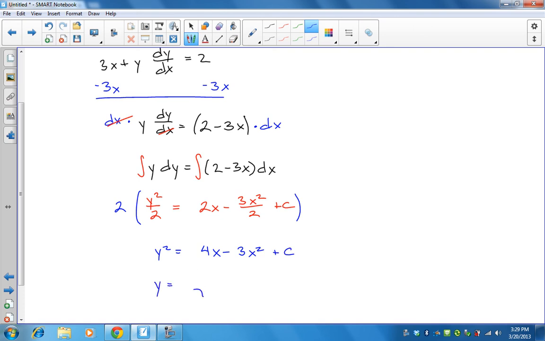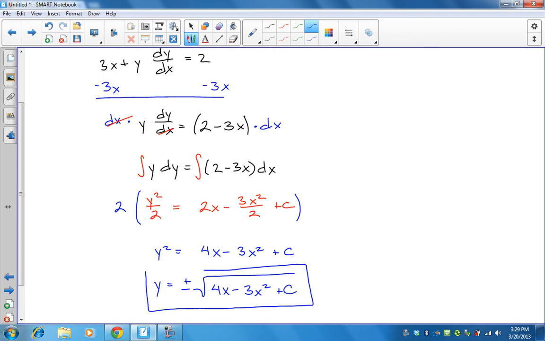Then I'll take the square root, and what you need to remember is that when you take the square root to solve an equation, this is what everybody always forgets, there is a plus or minus in front. So it's plus or minus, and don't forget that that plus c is under the radical.